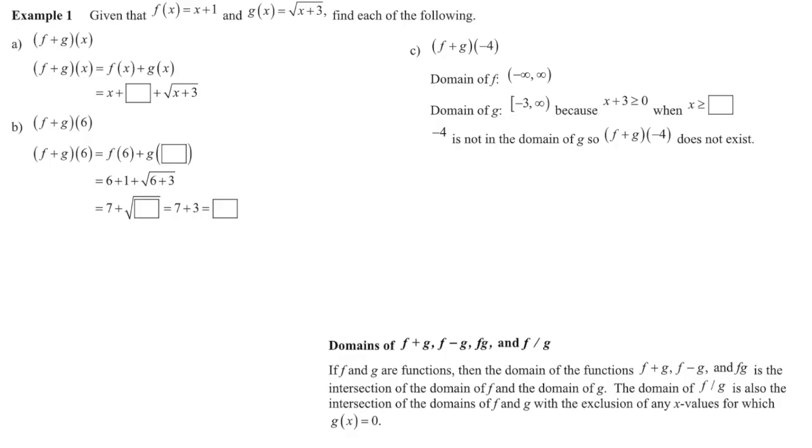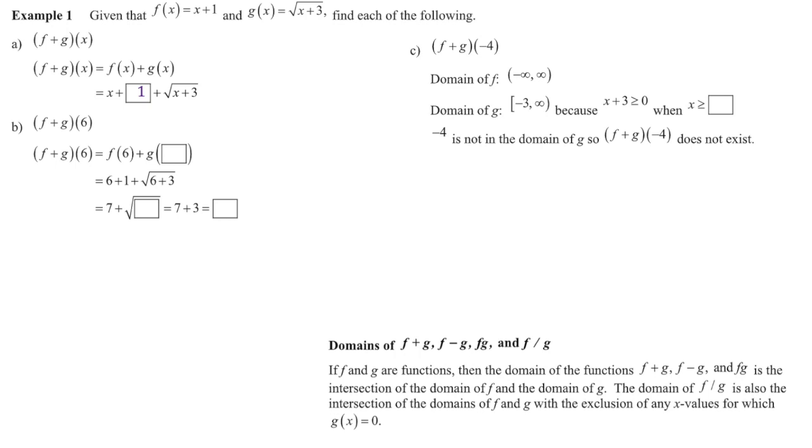So let's say that we have two functions, f and g. We have f of x is equal to x plus 1, and g of x is the square root of x plus 3. Let's add these two functions together. So to add those two functions together, I'll take my f of x, which is x plus 1, and add it to g of x, which is the square root of x plus 3. Since they don't have any commonalities between them, we can't combine them because there are no like terms.